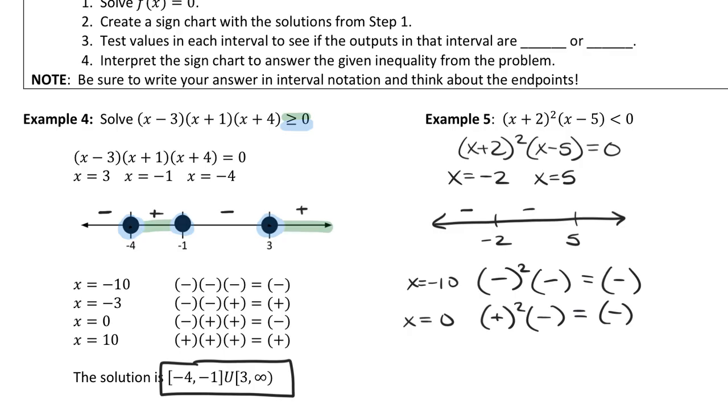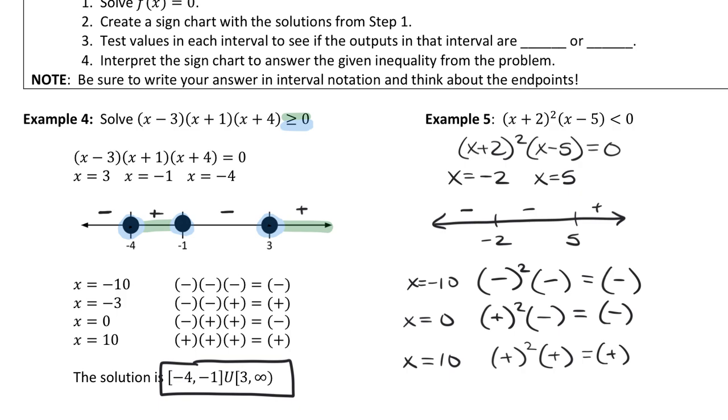Last one we're plugging in. What's an easy number to plug in that's larger than 5? 10. Yeah. It's just easy. It's just aggressively larger than usually you're finding your zeros, so it's easy to add. 10 plus 2 is 12. That's a positive number. And 10 minus 5 is 5. That's a positive number. Positive times positive times positive is positive. Okay, whoa, we filled out our sign chart.